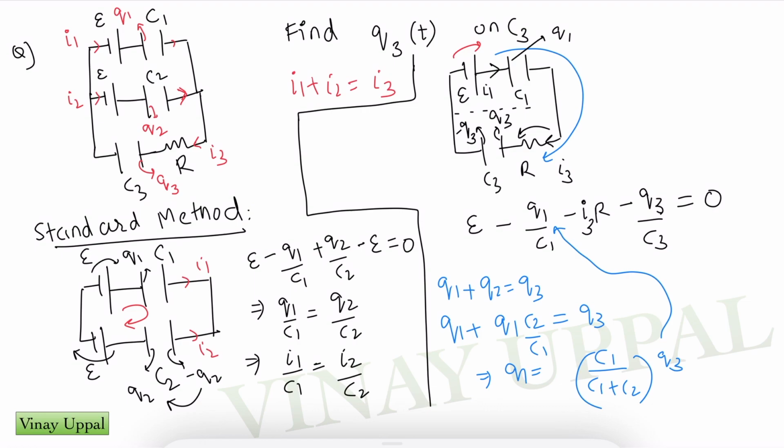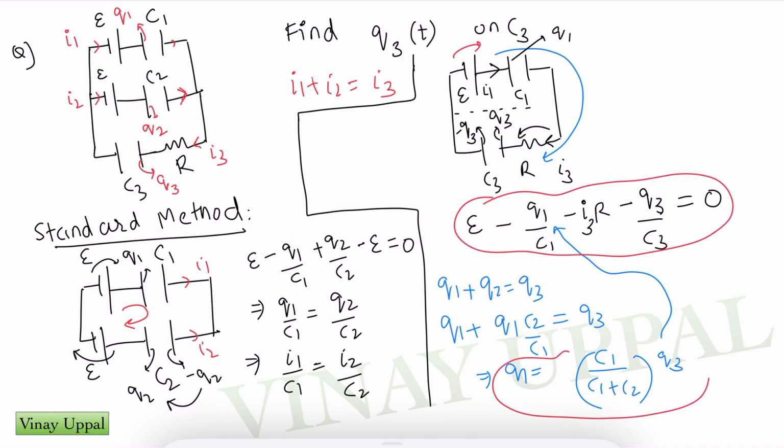You can already see the standard method is getting really long, which is why, of course, I'm going to show you the short method as well. But let's just finish this standard method on the next page. Just remember this equation that I've written here. I'll just write that down on the next page as well, and then I'm going to substitute Q1 as this value.